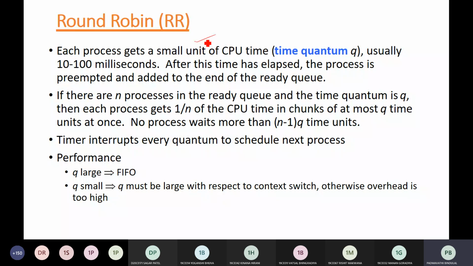And the next is round robin, which I also explained to you, where you have a time quantum of 10 to 100 milliseconds, depending on the system. After this time has elapsed, the process is preempted and added at the end of the ready queue. So if there are n processes in the ready queue and the time quantum is q, each process gets 1 by nth of the CPU time.